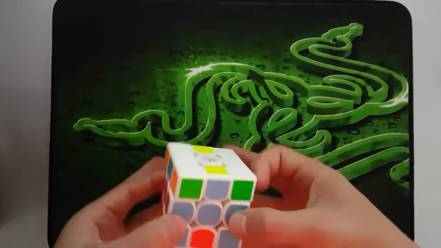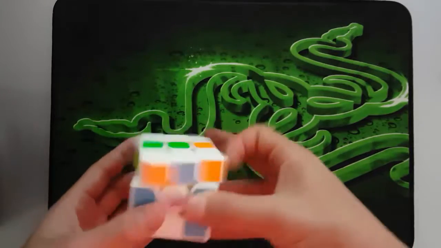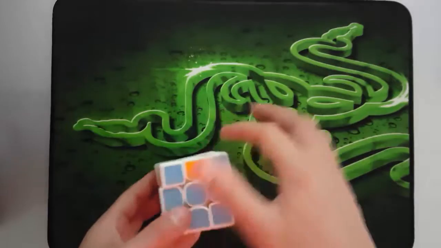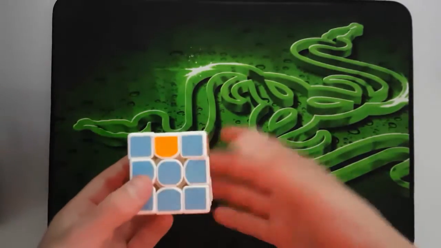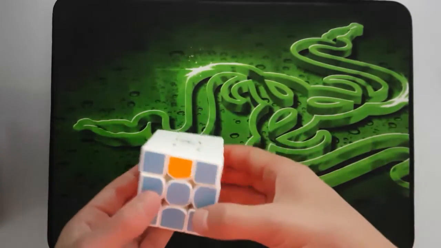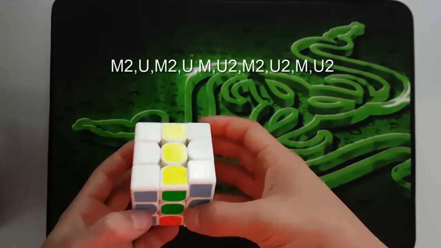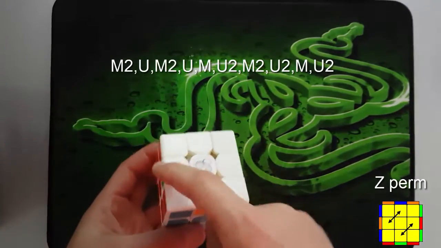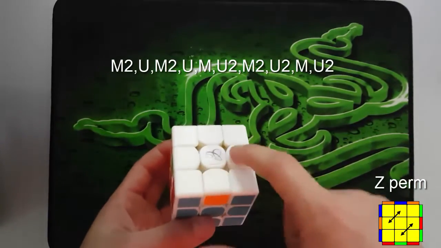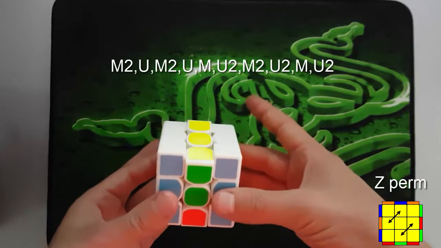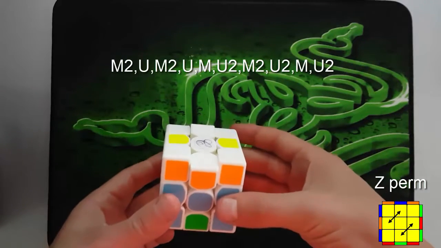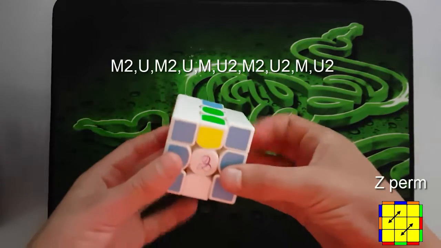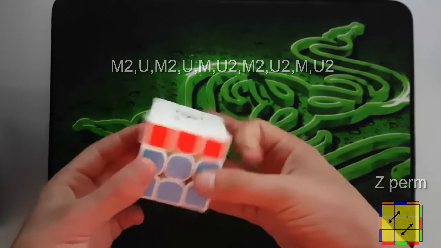Now you can also get this case, where there's just pieces and they're not going either way. So this case is M2, U. Well, first you have to line up, so this has to go here, and this has to go here. So these two swap, and these two swap. So it goes M2, U, M2, U, M, U2, M2, U2, M, U2.